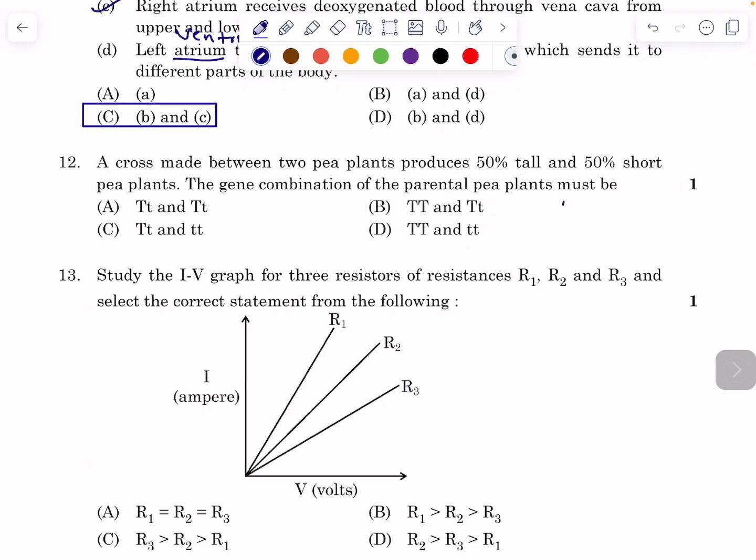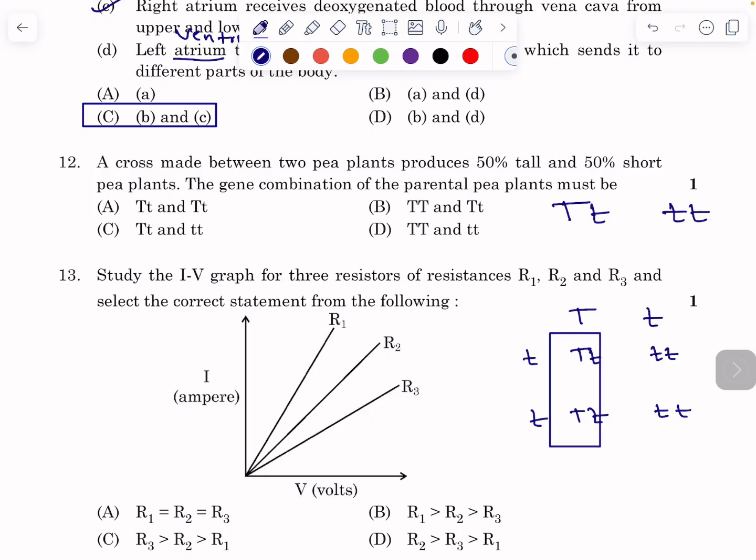Only B and C. A cross made between two pea plants produces 50% tall and 50% short pea plants. The gene combination of the parental pea plants must be. In these plants we have 50% tall plants and 50% short pea plants. So the answer is capital T small t and small t small t. Why? Because these are the parental combination. You see here capital T you take here, and small t you take here.